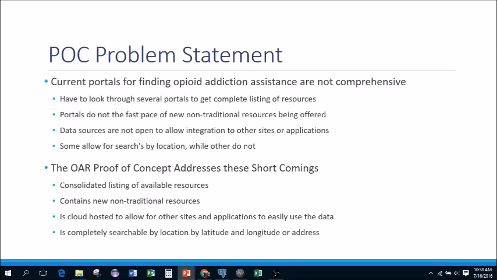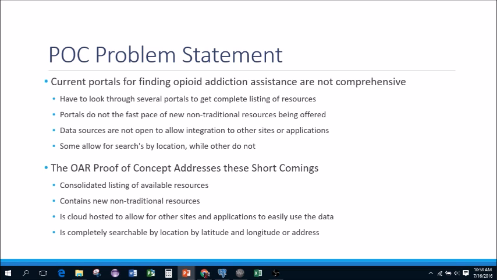So the POC's problem statement. In searching around for this project, I found that a lot of the current portals out there for finding opioid addiction resources are not really comprehensive. You have to search through several different ones. If you go to the federal one, you can search by location, latitude and longitude, or a zip code, but the results didn't include everything. You might get some doctors, you might get some addiction resource centers, but you wouldn't see everything.